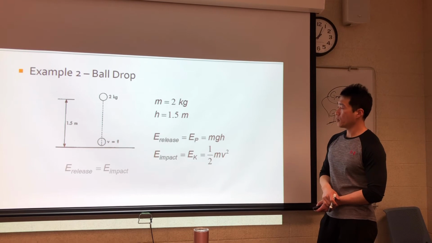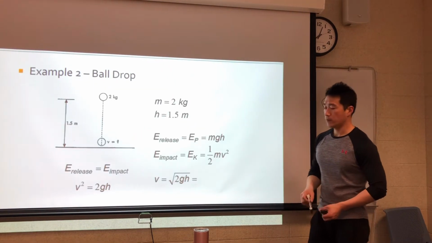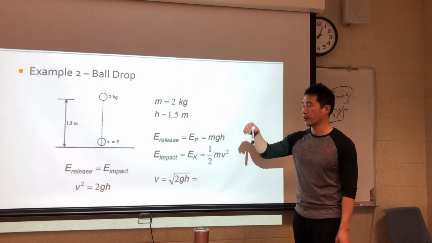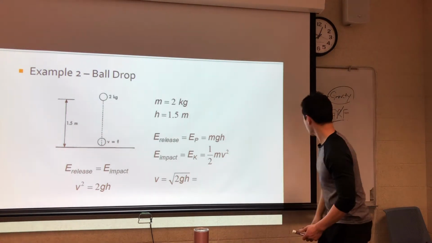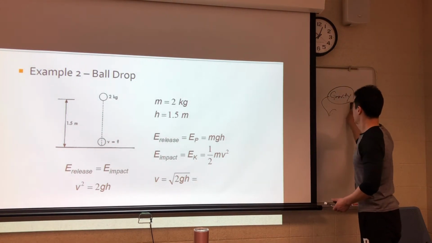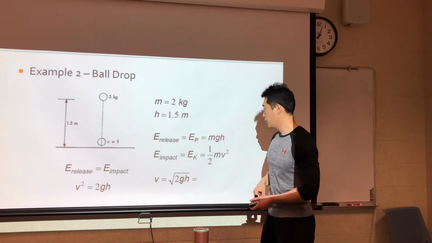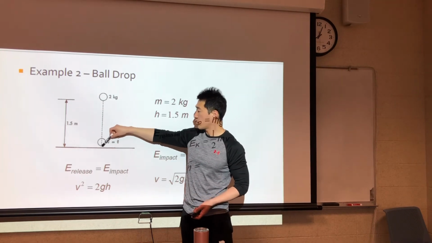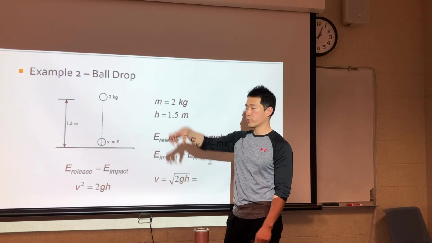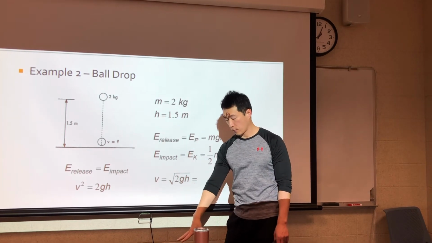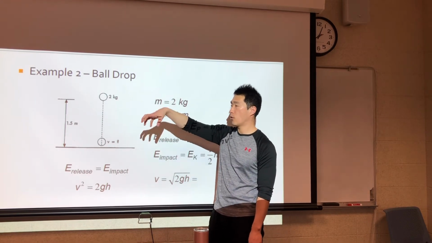Then let's go over one more example of conservation of mechanical energy. Ball drop. You have a ball here, and you just let it go. It will fall down, right? And then I want to calculate the velocity at the ball impact, right before the ball touches the ground. So I hold the ball, let it go, and get the velocity right before the ball touches the ground. When the ball is here, I'm holding the ball right here.